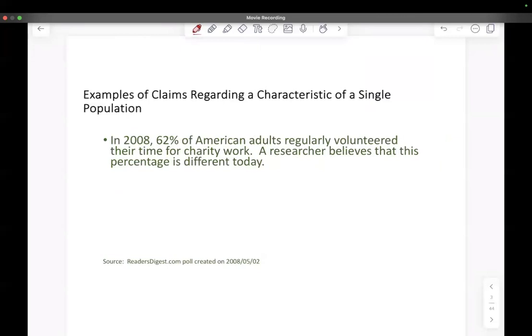So here's a couple of different ways that our claims can be written. One of our claims: in 2008, 62% of American adults regularly volunteered their time for charity work. A researcher believes this percent is different today. So the hypothesis part is this part right here. The researcher is hypothesizing that the percent of people who regularly volunteer is different. He's not saying if it's greater than or less than, he's just saying it's different. So that is one way that it could be written.